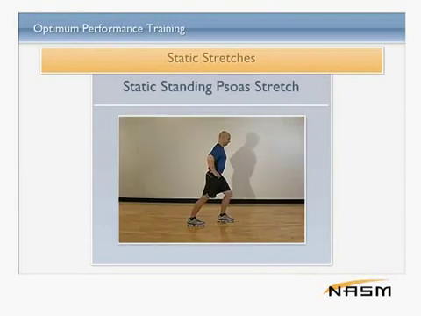The second example is the static standing psoas stretch. Stand with one leg bent and slightly forward. Internally rotate the back leg. Draw the navel inward. Squeeze buttocks while rotating the pelvis posteriorly. Slowly move body forward until a mild tension is achieved in the front of the hip being stretched.